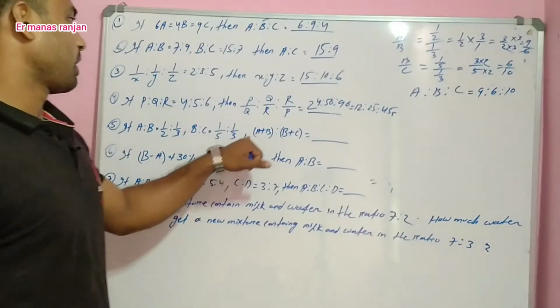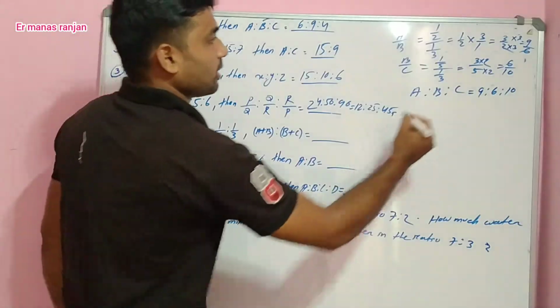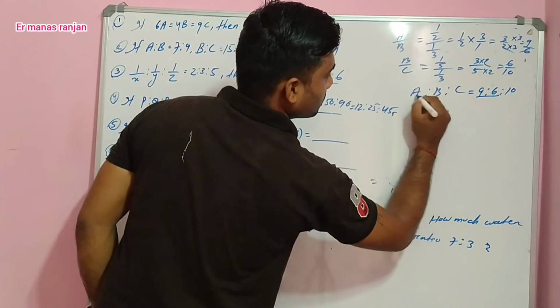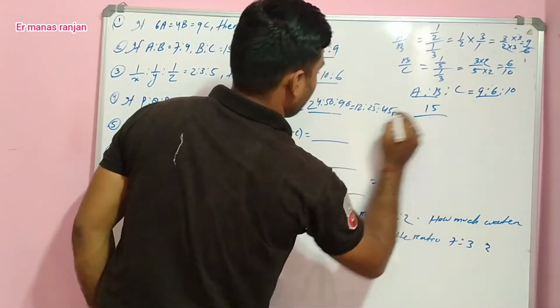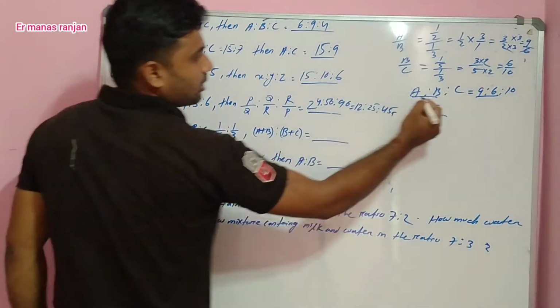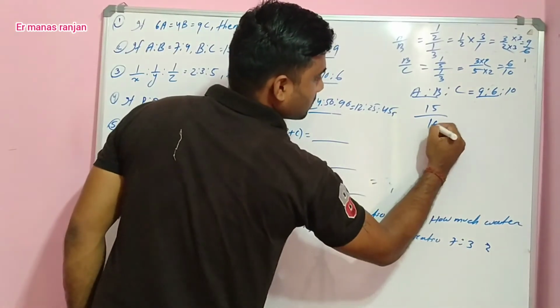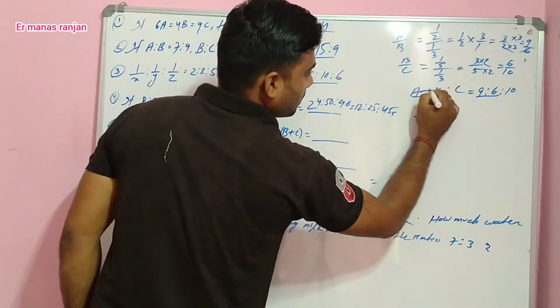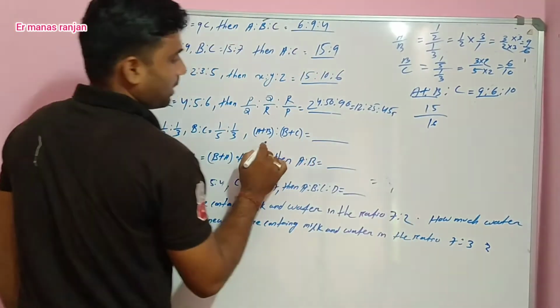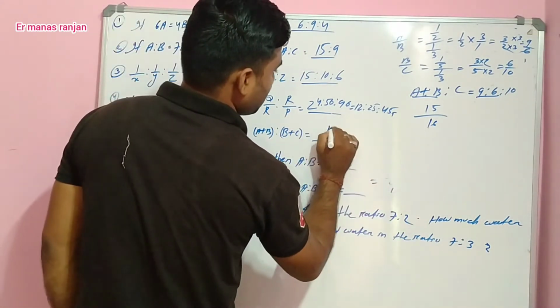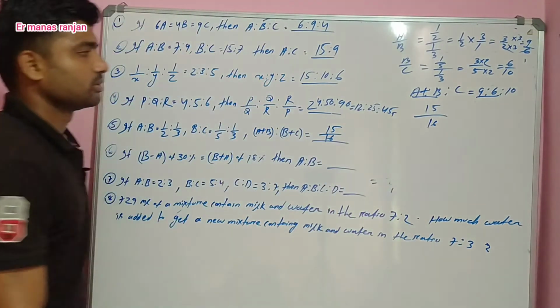Okay. So A plus B is to B plus C. A plus B how much? 15. B plus C how much? 16. So A plus B by B plus C equal to 15 by 16. This is your answer.